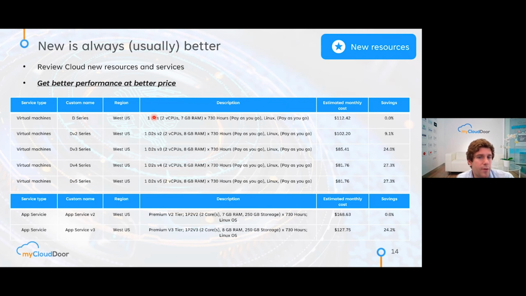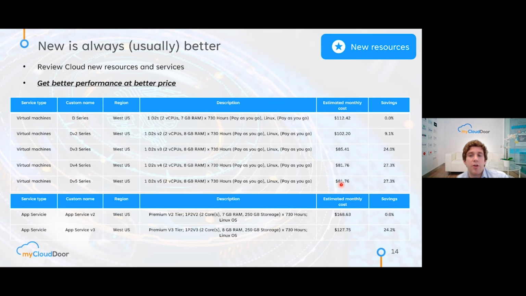For the same size of VM, which is 2 virtual CPUs and 7-8 gigabytes of RAM, in pay-as-you-go mode, the first series VM was $112 per month. But the new ones, the V5, are around $81, so a 27% discount. So it's important to always try to deploy the newest available version, and then on a periodic basis, review your whole infrastructure and renew the deployments you have with the newest ones.